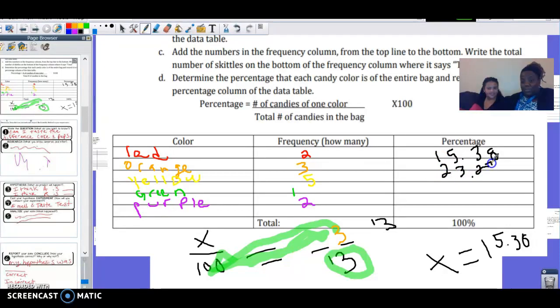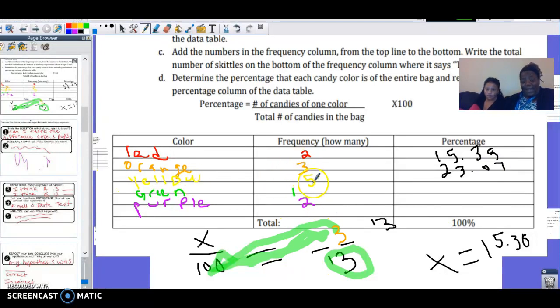23.076923. So I'm just going to say 23.07, right? Did you say 07? Yep. Okay, so 3 Skittles would equal 23.07%. That's a 0, that's a 7. You get the idea. Now let's do the next number.